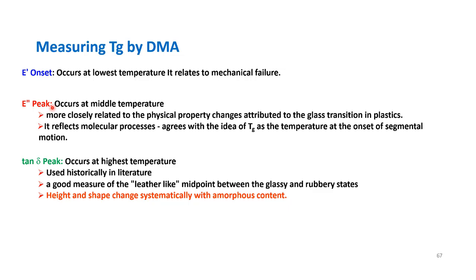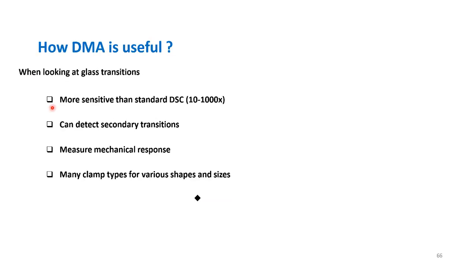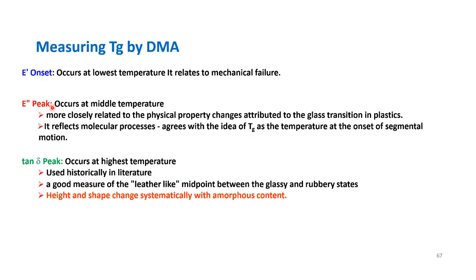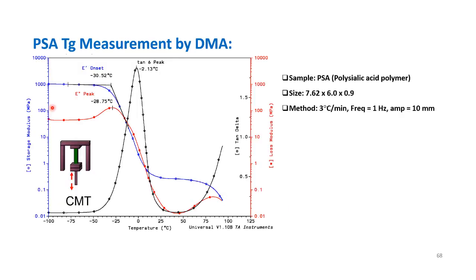Then tan delta peak, it can also give it. So these will occur at high temperature, and it will give the information about the history of our sample. So it is a good measure of the leather-like midpoint between glassy and rubbery states, and the height and shape will change systematically with amorphous content. So tan delta peak will change with the content of amorphous regions in our material.